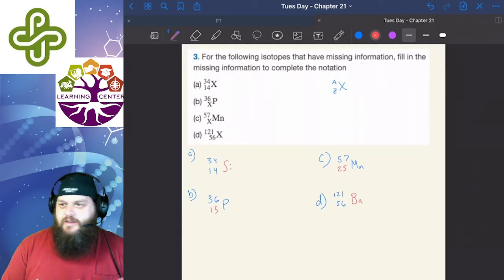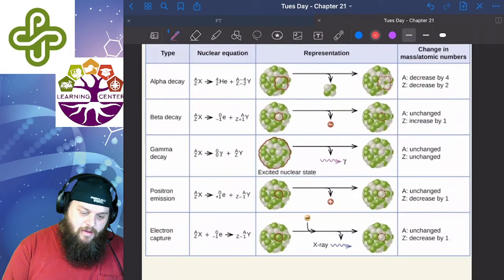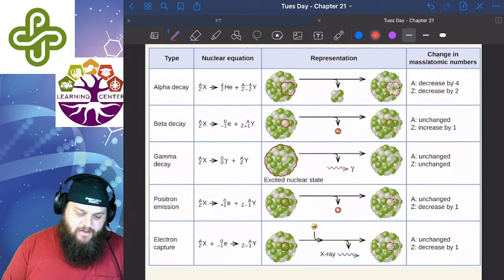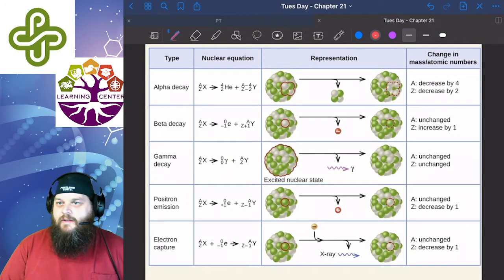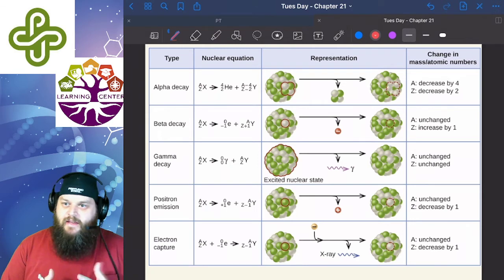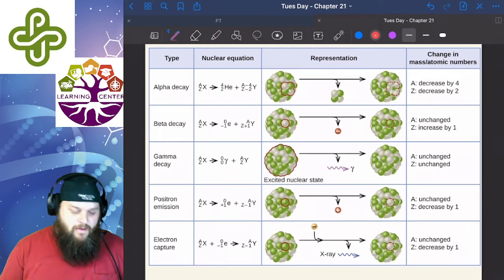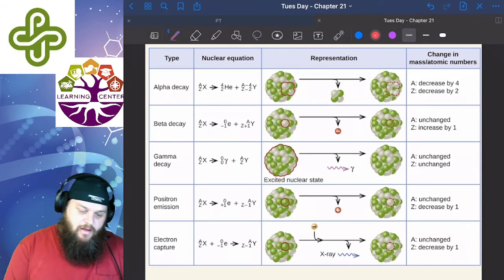Like I said, it's pretty straightforward once you get the idea of what's going on. We're going to go forward and talk about radioactive decay next. So these are all the different types of radioactive decay that are out there. There's alpha decay, beta decay, gamma decay, positron emission, and electron capture. Those are the 5 different types we're going to be working on here.